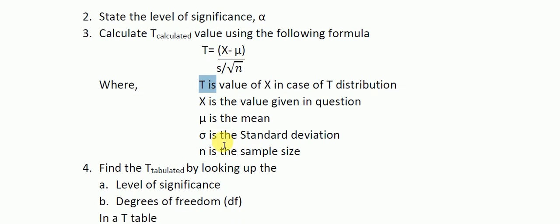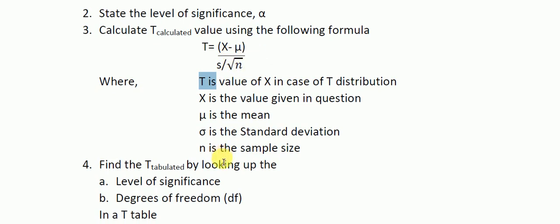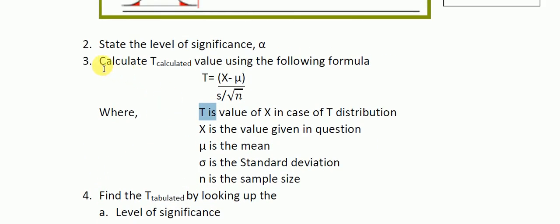But this is one of the characteristics of the t-test, that we do not have the standard deviation of the population. So we have s in the formula because s denotes the standard deviation of the sample, and n is the sample size. So we have under root n over here. First we'll have to calculate t calculated using this formula.